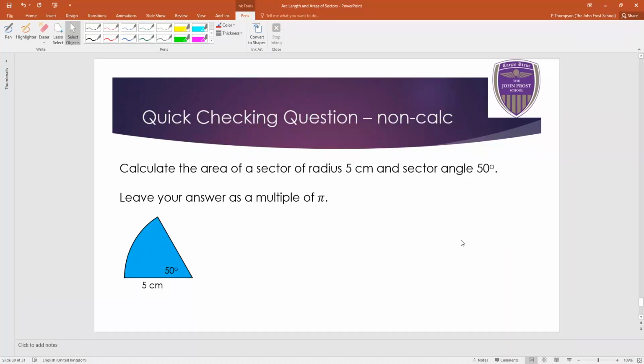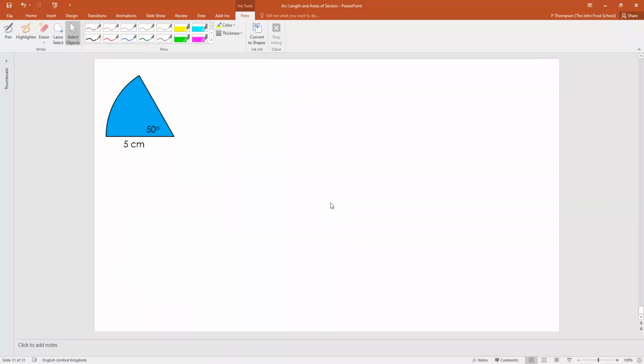It's a sector of radius 5 centimeters and sector angle 50. Done it right there. Now notice this one is actually non-calculator, and we'd be asked to leave our answer as a multiple of pi. So here we go for this one. It's non-calculator, but the method's still the same. We just have to use a few more number skills.